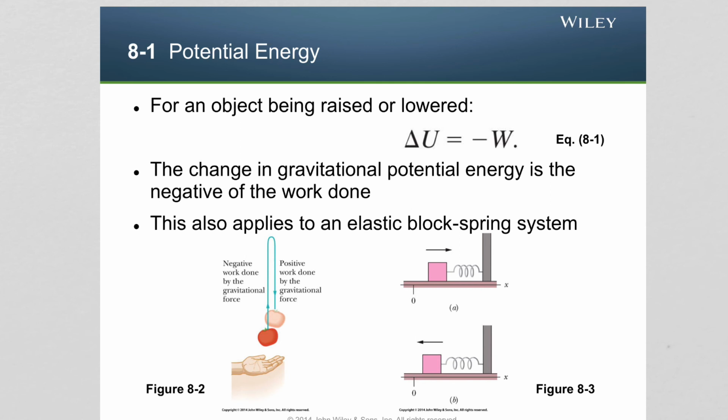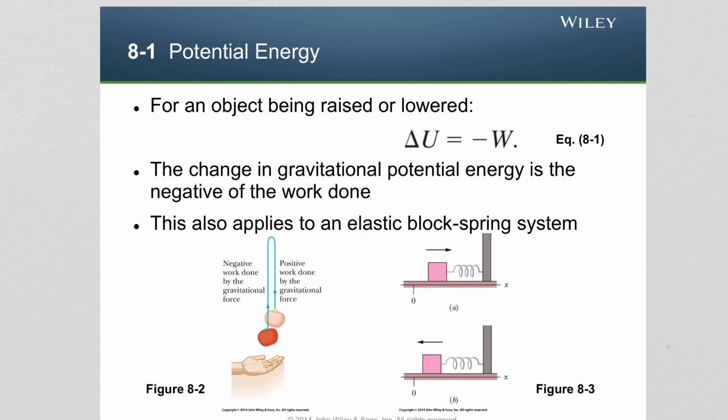Now let's look at the work done by the gravitational force. On its way up, the gravitational force does negative work on the tomato. So the change in gravitational potential energy, which will be positive since at the highest point the gravitational potential energy is more than at the lowest point, will be equal to the negative of the work done by the gravitational force.